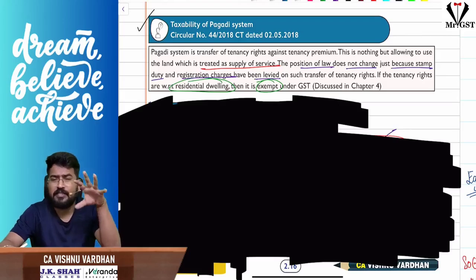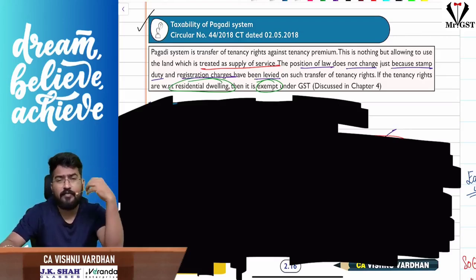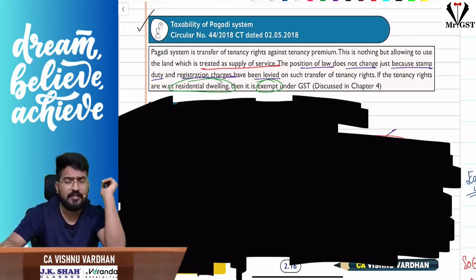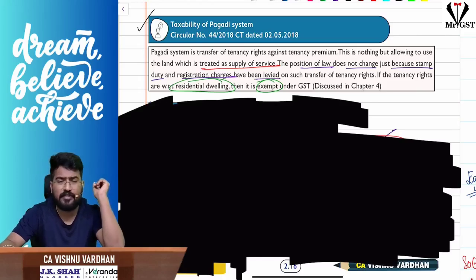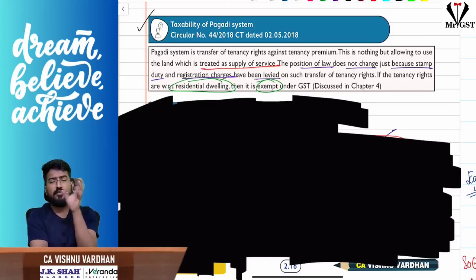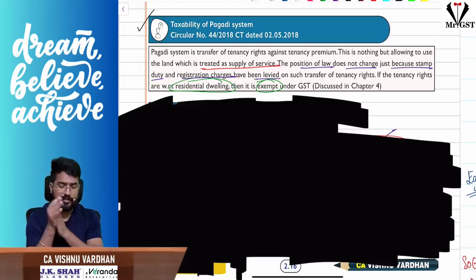So they got a doubt about the Pagadi system, where we are transferring the tenancy rights, so lease. When they enter into the lease agreements, they register that in the sub-registrar office, paying the stamp duty, registration fees, all that stuff. And they got a doubt: is GST applicable in this case? Because we are paying stamp duty and registration charges. Then the department has clarified, sir, you are paying stamp duty or registration charges, that's a different story. But what are you doing here? You are renting the immovable property. When you are renting the immovable property, it is nothing but supply of service. You are allowing somebody to use the immovable property. In Schedule 2 also we have seen it is nothing but supply of service. So hence it is supply and taxable accordingly. Okay, so that is what the clarification is.